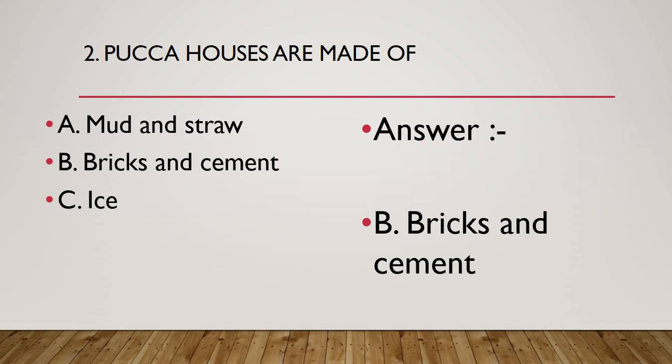So all the students, I want you to repeat this sentence after me. Pucca houses are made of bricks and cement. Please repeat one more time. Pucca houses are made of bricks and cement. So students, these houses are normally not portable. We cannot move the houses, isn't it so? We can destroy, we can construct. These two are the possible correct options for it.